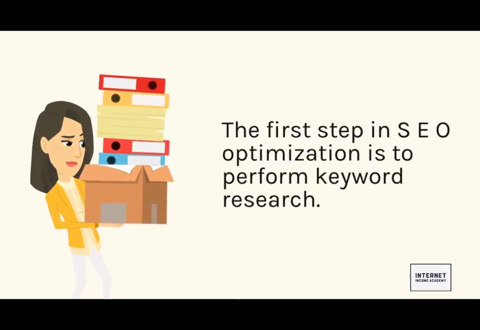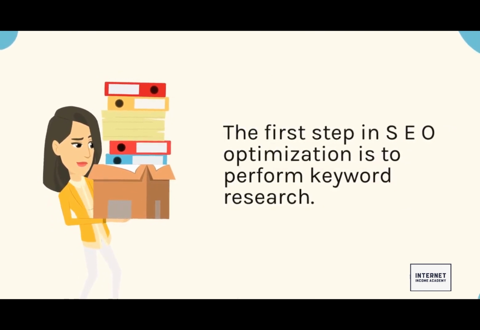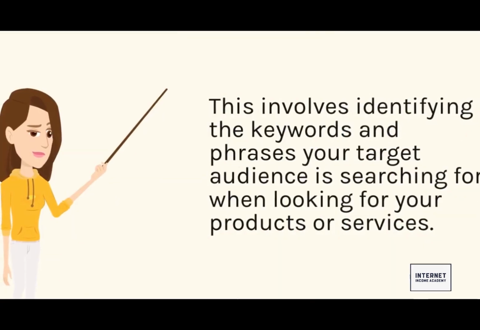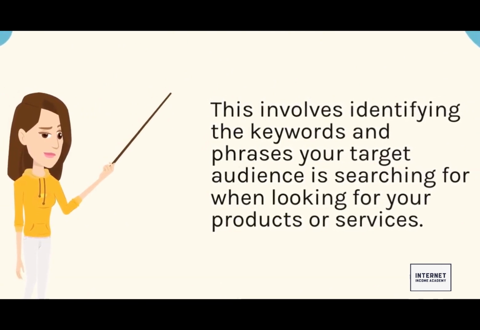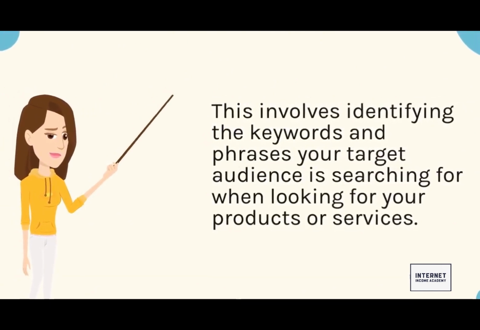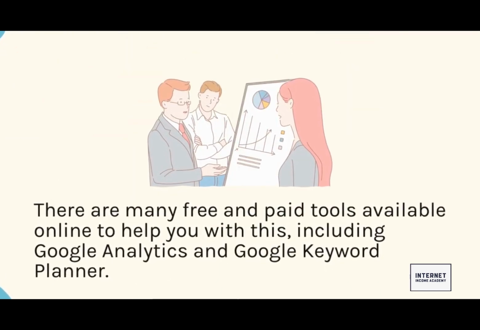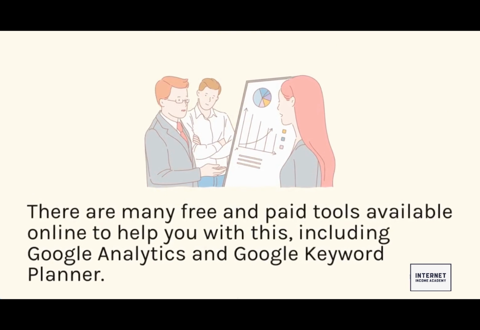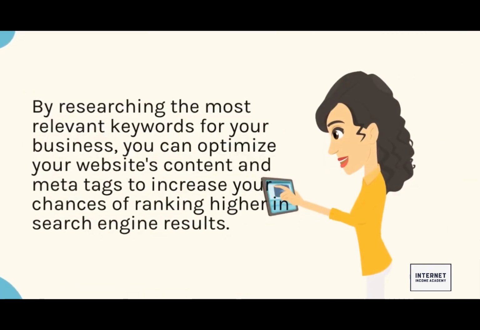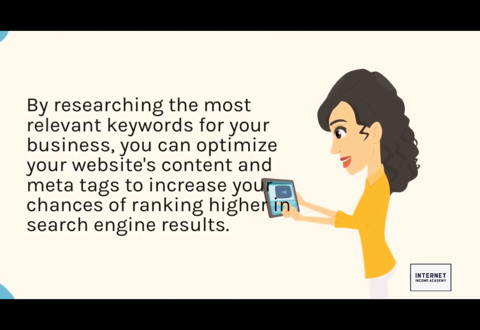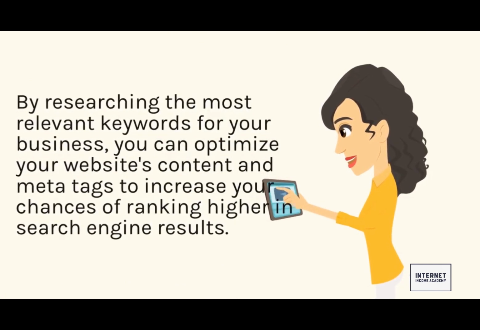The first step in SEO optimization is to perform keyword research. This involves identifying the keywords and phrases your target audience is searching for when looking for your products or services. There are many free and paid tools available online to help you with this, including Google Analytics and Google Keyword Planner. By researching the most relevant keywords for your business, you can optimize your website's content and meta tags to increase your chances of ranking higher in search engine results.